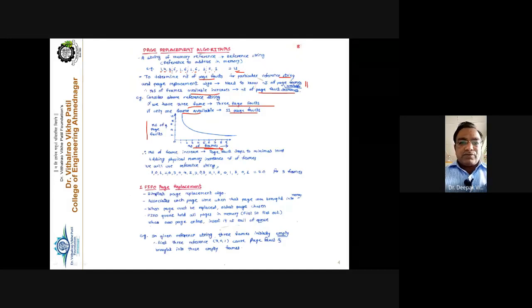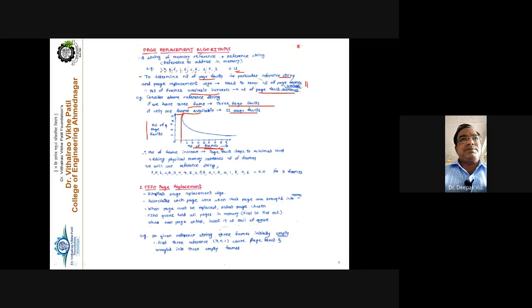As the number of frames increases, definitely you have fewer page faults, because the pages are being loaded inside the main memory. If all the pages of the process are loaded inside the main memory, there is no question about the page fault. So see here, if there is only 1 frame, definitely 11 page faults occur.